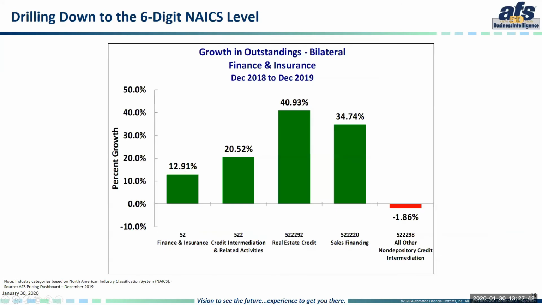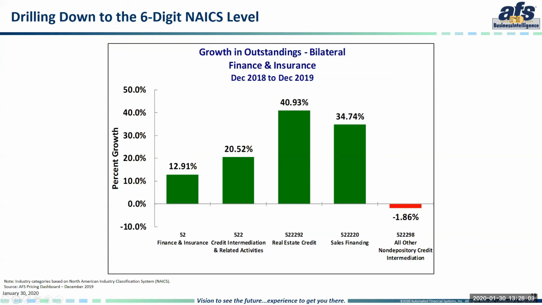A few slides ago, we saw the granularity that the AFS Pricing Service provides users when looking at trends across the country with insight down to the CBSA level. Our pricing service also lets you examine trends within industries. These trends can be analyzed all the way down to a 6-digit NAICS code.